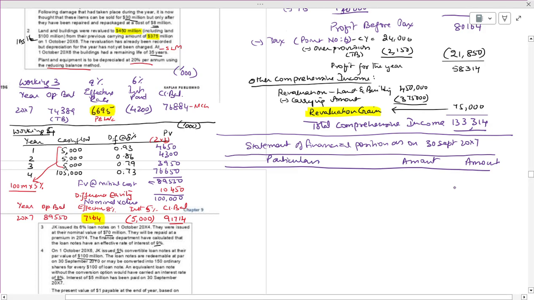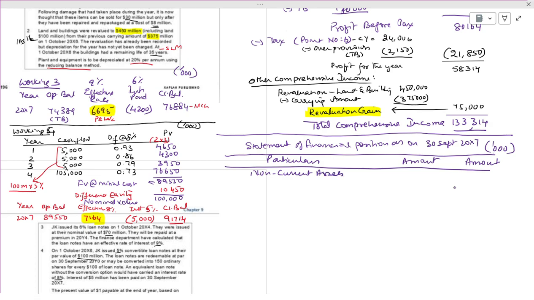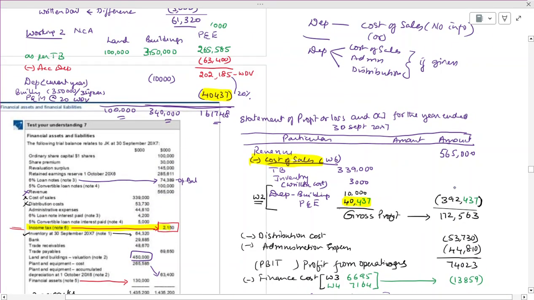Fine. Now, what we have to write, it is in thousands, okay? It is in thousands. First, we will start with assets. Non-current assets. What is the non-current? How much is the land? We have done point number two, you take, okay? Point number two, don't take anything else.